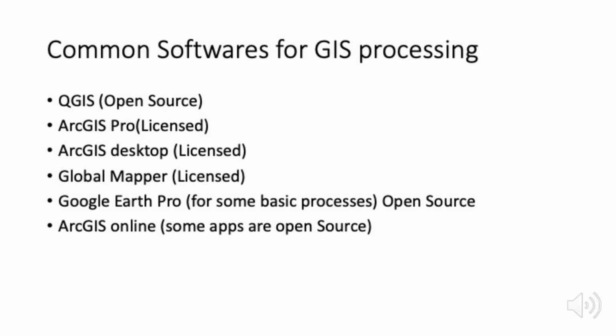Google Earth Pro has some features for GIS analysts, like if you want to make a road, Google Earth will help you find the satellite imagery, and you can do some basic processes of GIS in Google Earth Pro also, and it is also open source. ArcGIS Online, it is also open source, but some of the apps are open source, but not all of them are open to everyone. So you have to buy them.